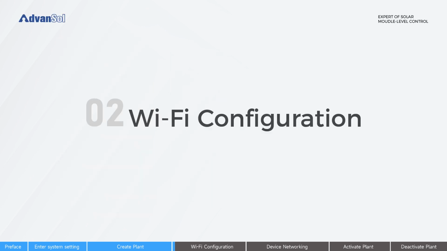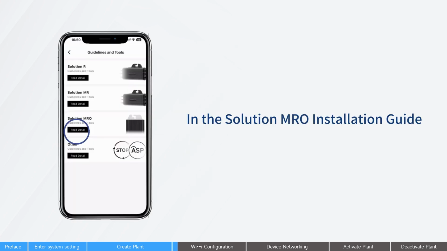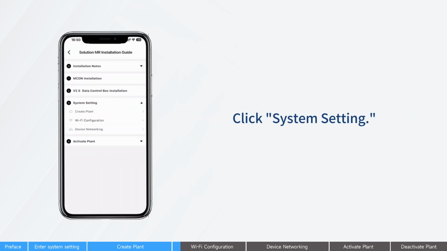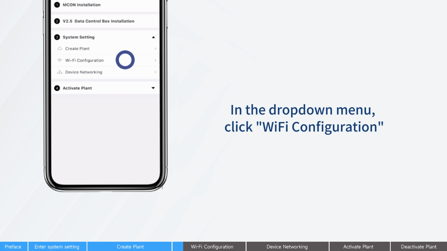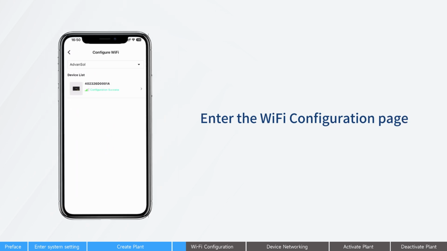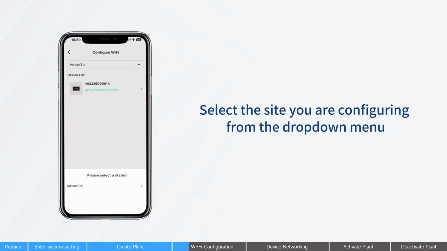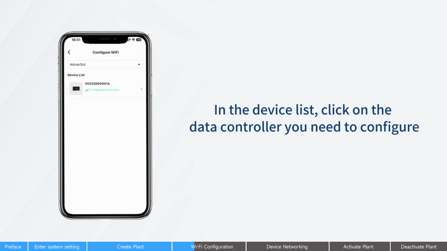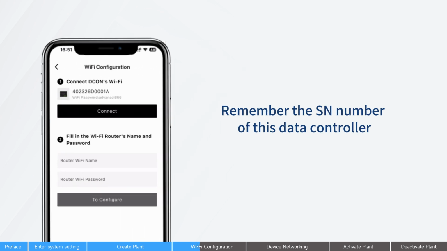Wi-Fi configuration. In the Solution MRO Installation Guide, click System Setting. In the drop-down menu, click Wi-Fi Configuration. Enter the Wi-Fi configuration page. Select the site you are configuring from the drop-down menu. In the device list, click on the data controller you need to configure. Remember the SN number of this data controller.